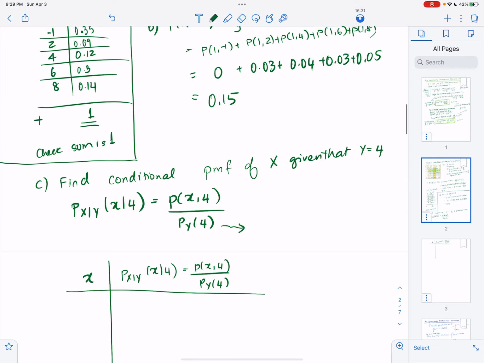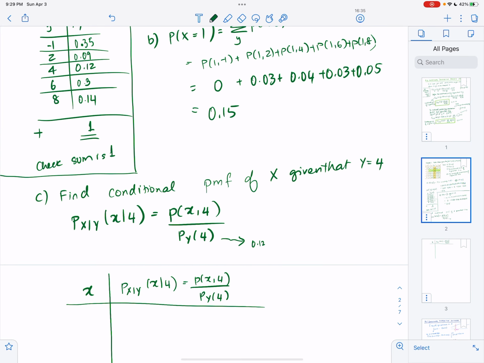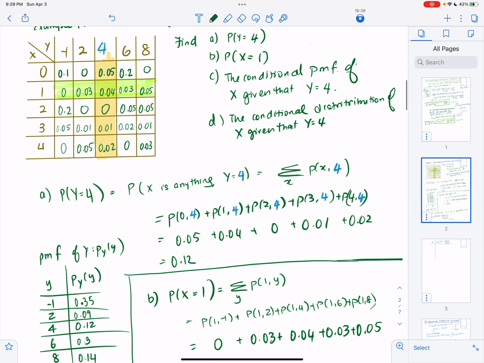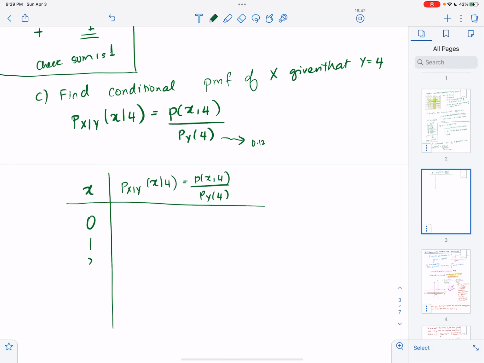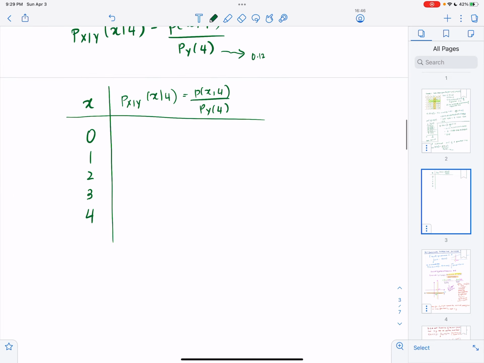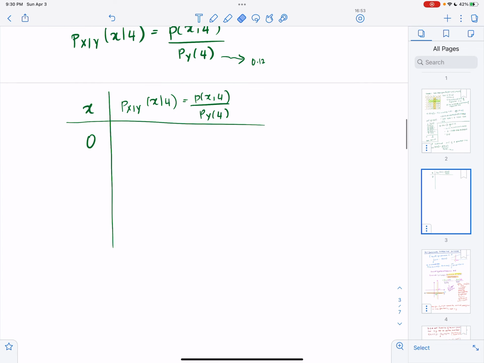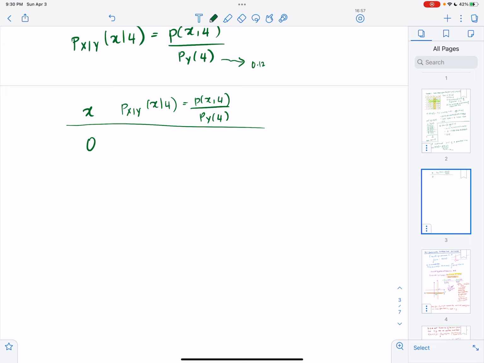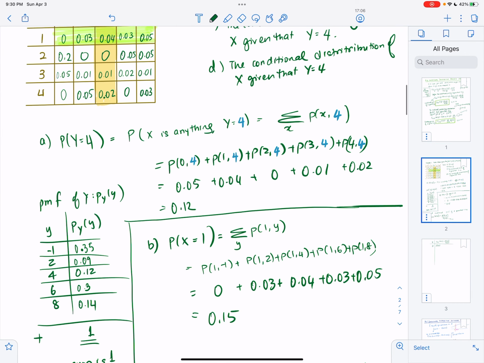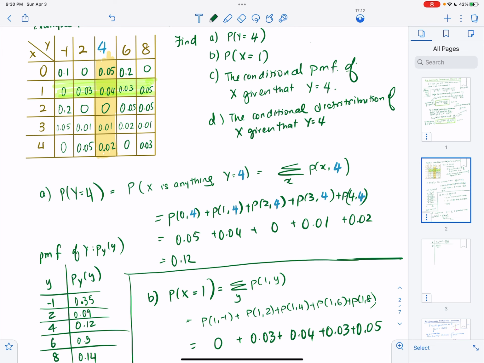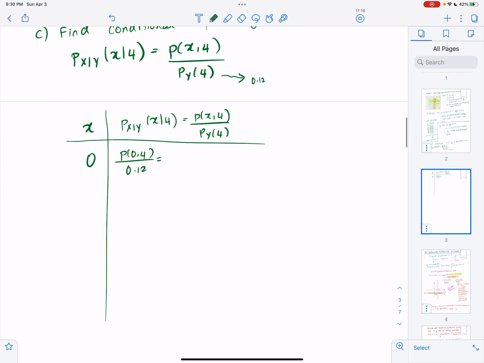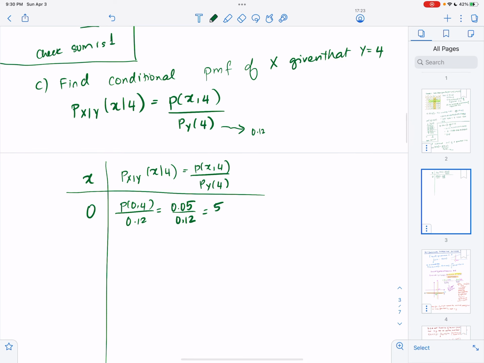And this I already asked you in part A, and that is 0.12. Okay? All right, so let's see. What are the values x can be? 0, 1, 2, 3, 4. Maybe we should spread these out a bit. Okay, well, anyway, we'll just do it one by one. Okay, so this is P of 0, 4 divided by 0.12. What is P of 0, 4? That is 0.05, right? Okay, so that is 5/12.